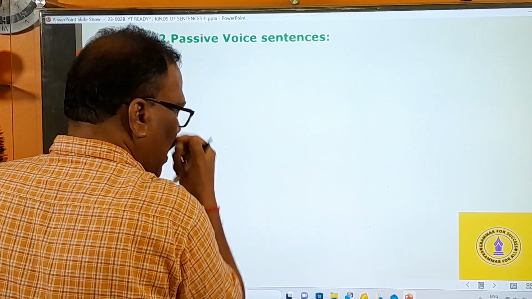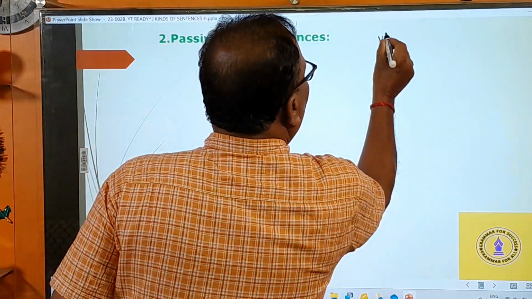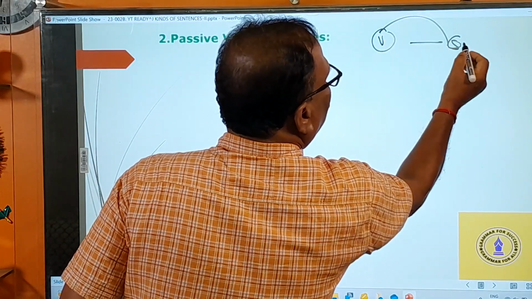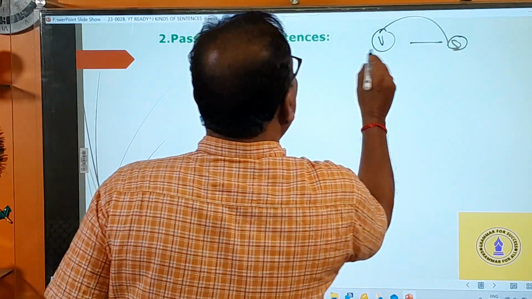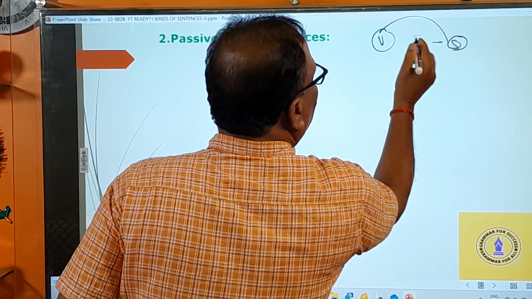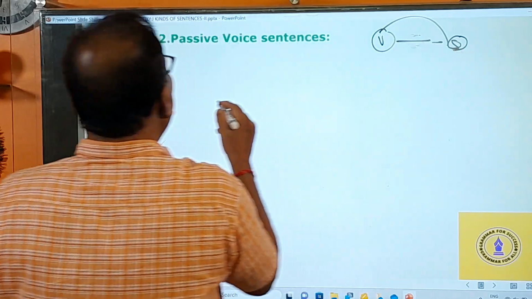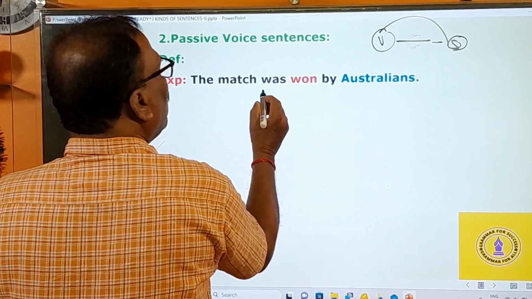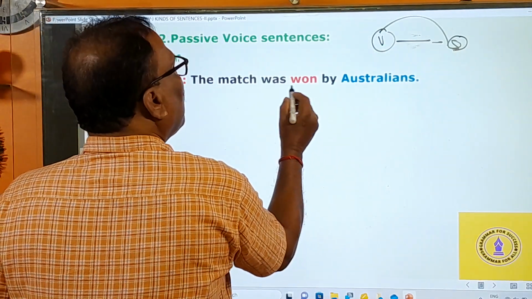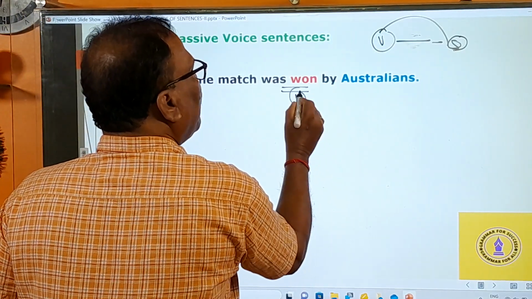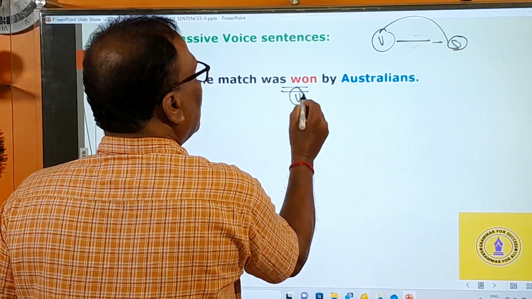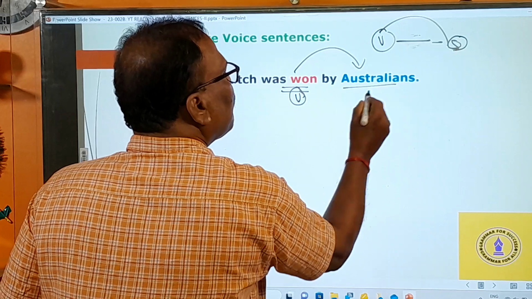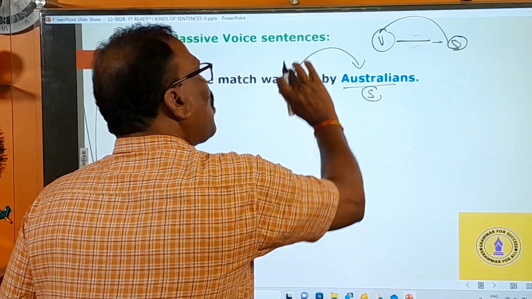Passive voice sentences, I have already told you. After the verb, the subject is placed. Here, pay attention. The match was won by Australians. Match was won: this is the action of the sentence, that is the verb. Who won the match? Australians. This is the subject, but it is put after the verb.